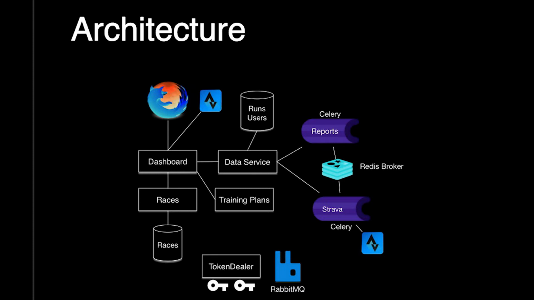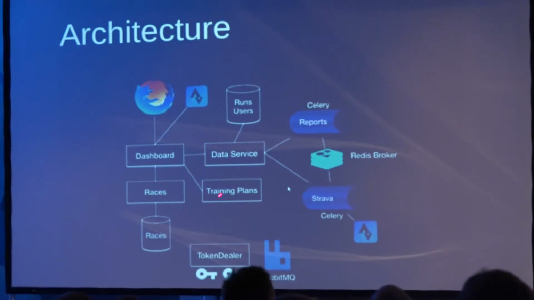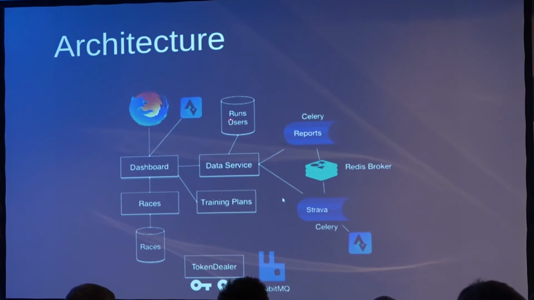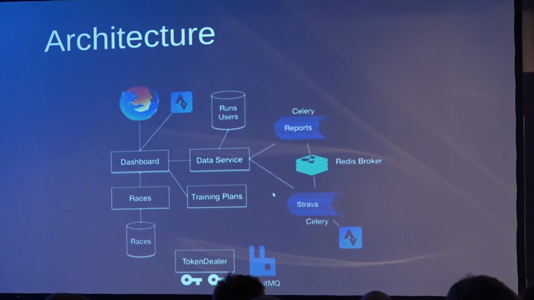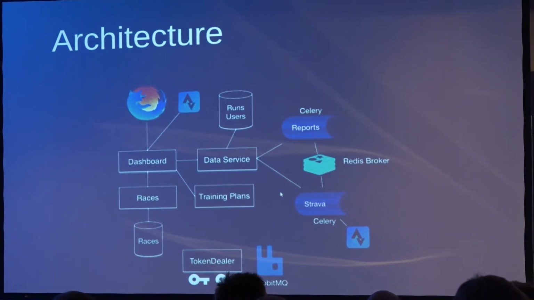So this is Runnerly, and Runnerly has 1, 2, 3, 4, 5, 6, 7 microservices. This one is the dashboard. It uses React to display some stuff, and it interacts with Strava to do the OAuth 2 dance, so I can connect with my Strava account. This is a races web service. It has a races database, where I have a list of races. This is a data service that has all the runs and users' data, and the training plan service is a service that you can use to create a training plan.